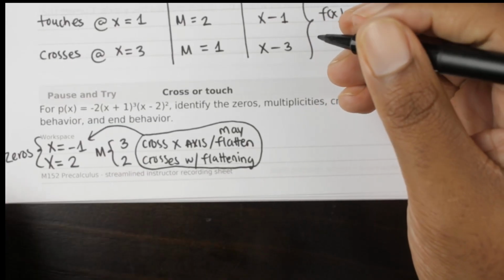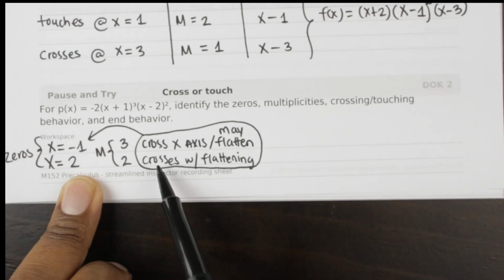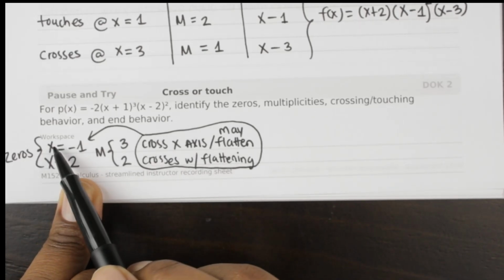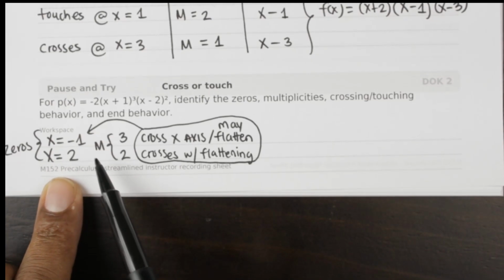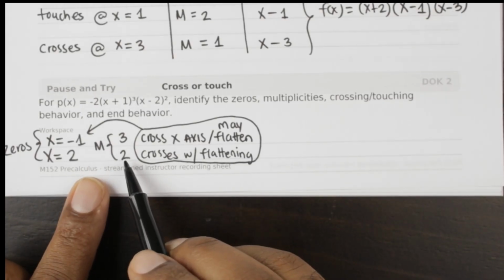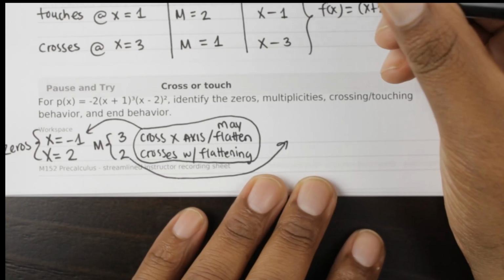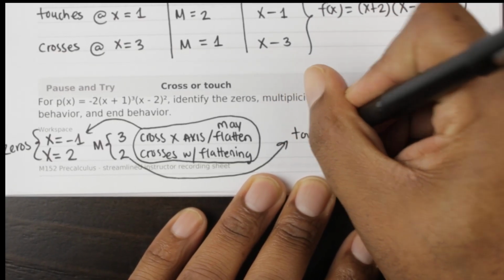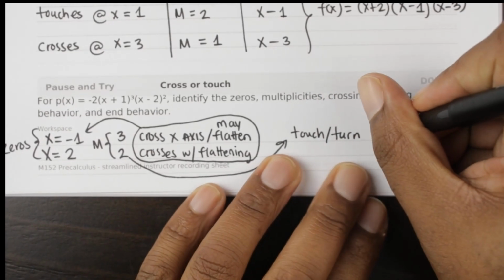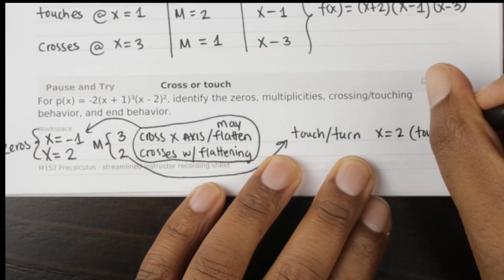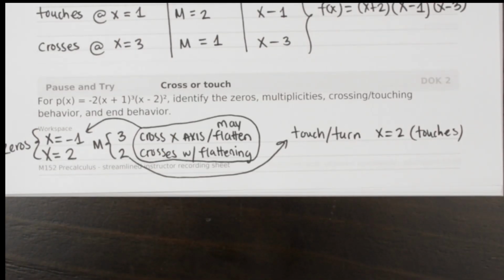Minor mistake. So again, it crosses the x-axis, it may flatten. And so again, x is equal to -1 is going to cross with flattening. Okay. And then at x is equal to 2, we have a multiplicity of 2. So again, that's even. So the graph is going to touch and turn around. So when you have x is equal to 2, just know that it's going to touch.